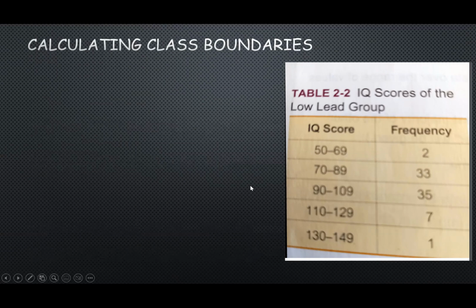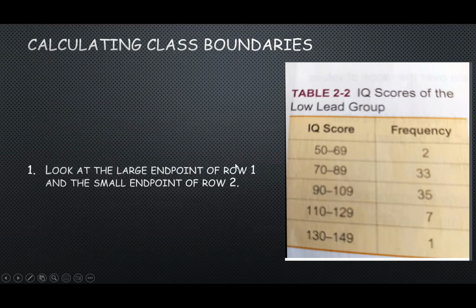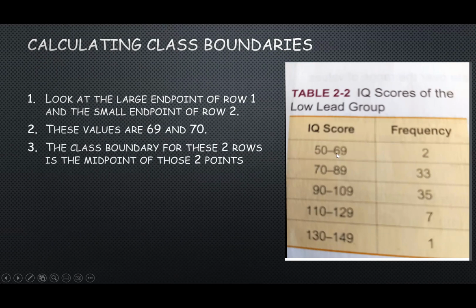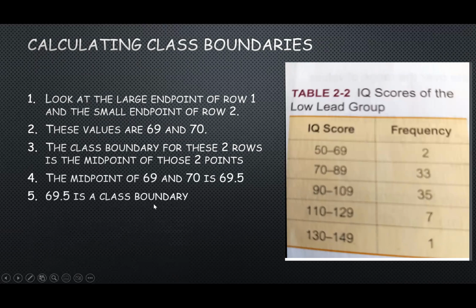How do we calculate the class boundaries? So we look at the large endpoint of row 1 and we look at the small endpoint of row 2. So 69 and 70. What's halfway between? 69.5. That would be the boundary. So the midpoint of 69 and 70 is 69.5. So 69.5 is the class boundary. It's the upper boundary for this row and the lower boundary for this row.